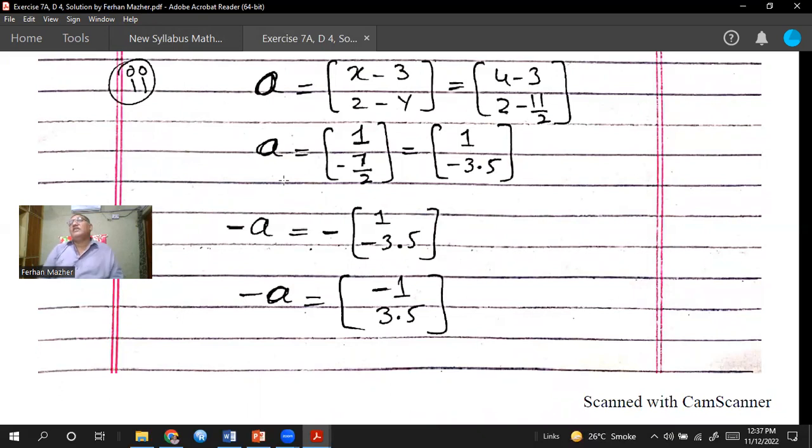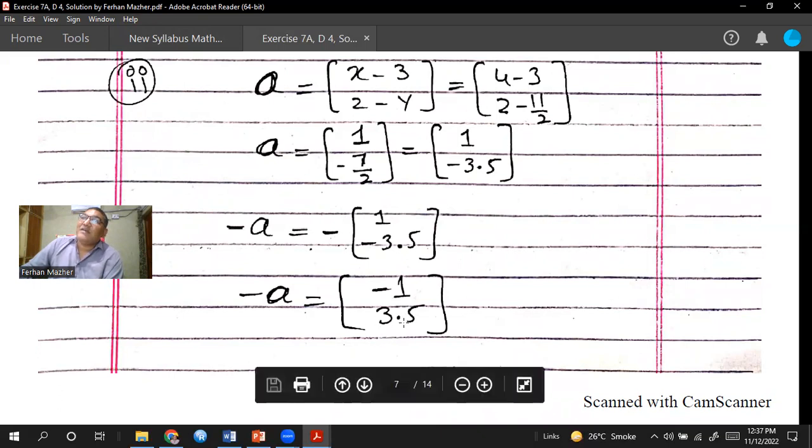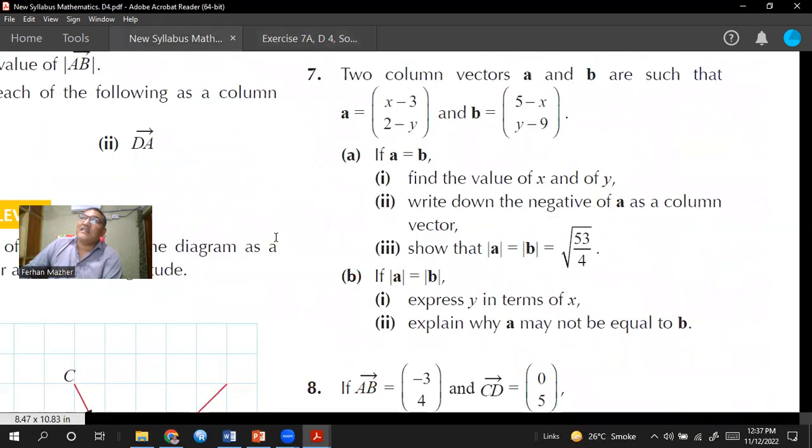Now minus A will be, you multiply both the sides with the minus. So minus A will be equal to minus multiplied with this column vector. So it will become minus 1 and that will become positive 3.5. So this is how you do the second part. Now in the third part, it says show that the magnitude of the vector A is equal to the magnitude of the vector B, and that is equal to the square root of 53 by 4.